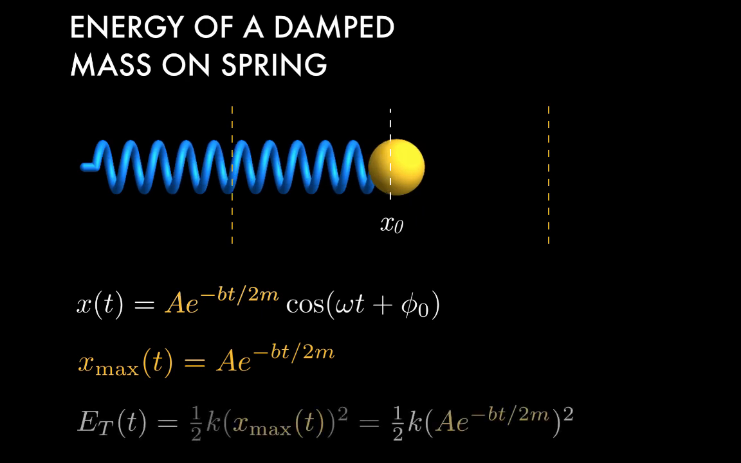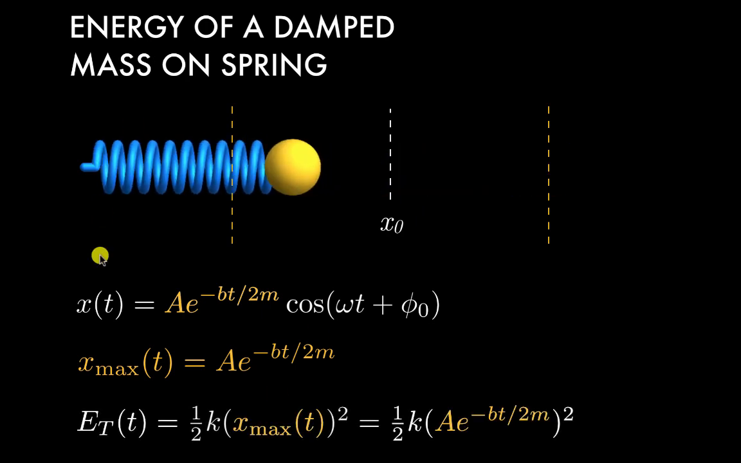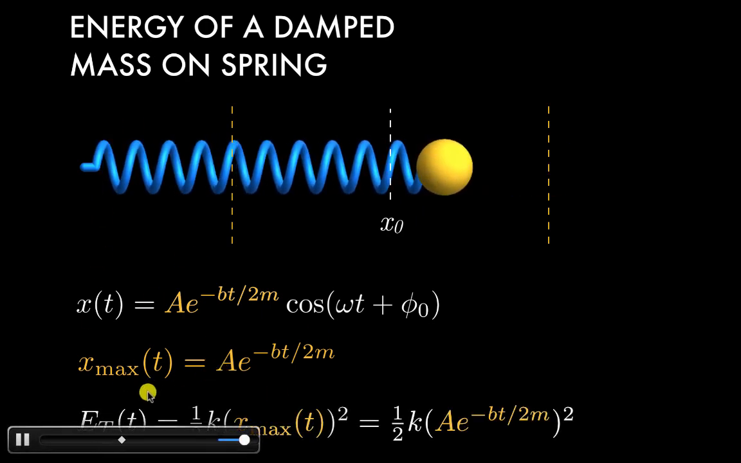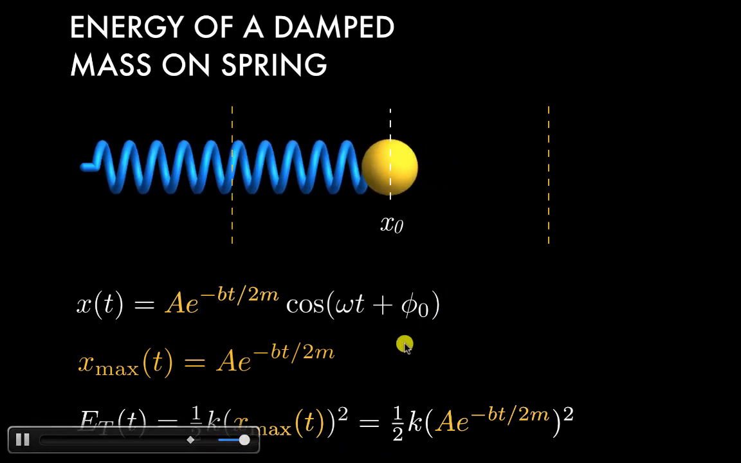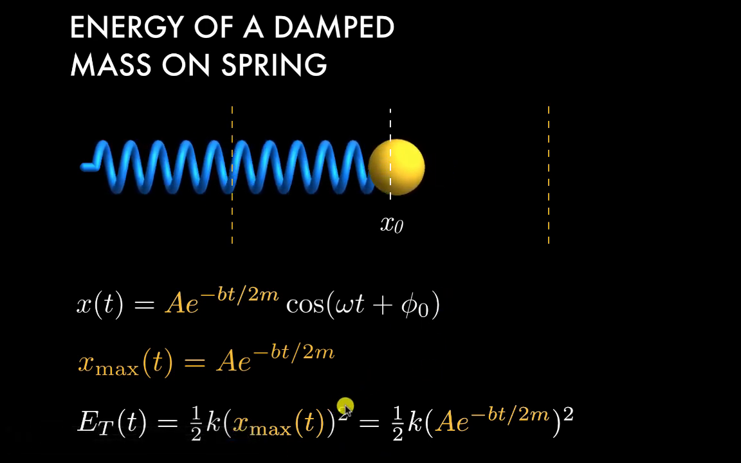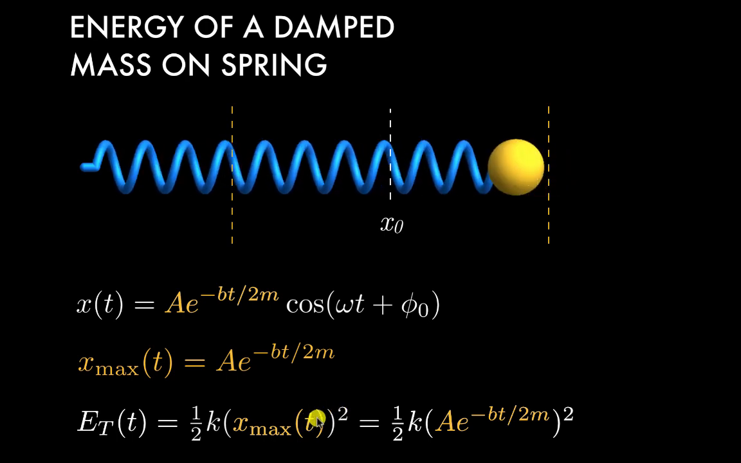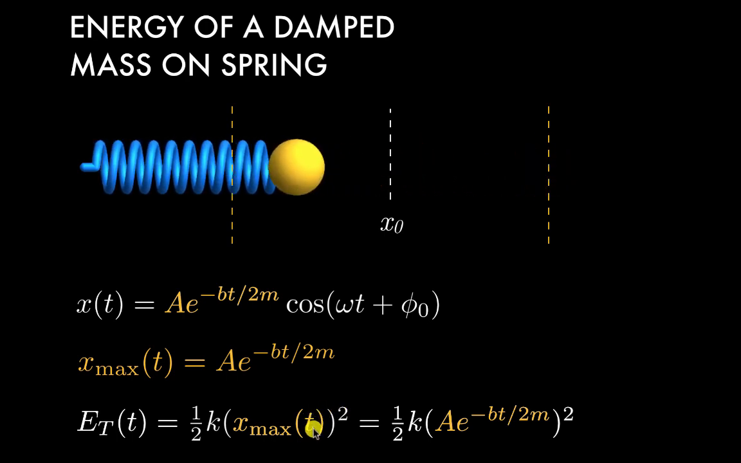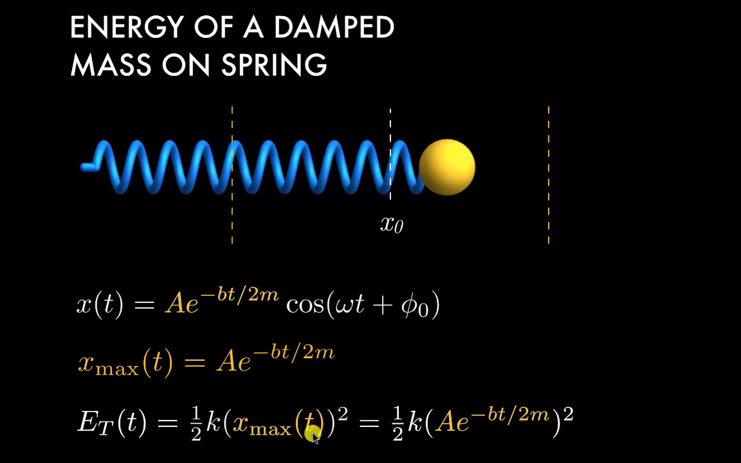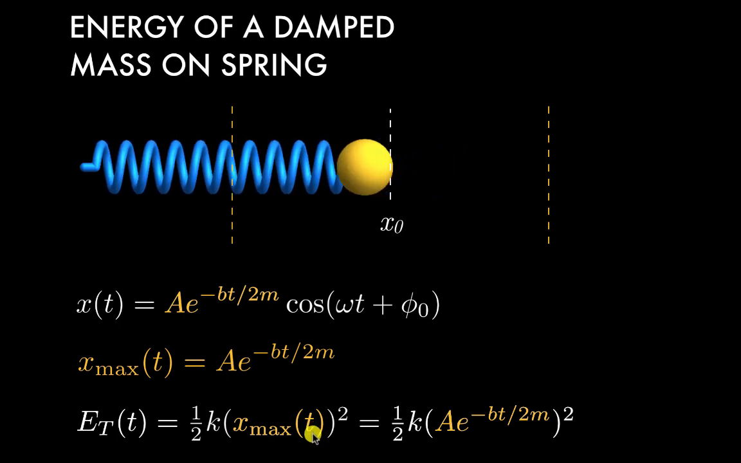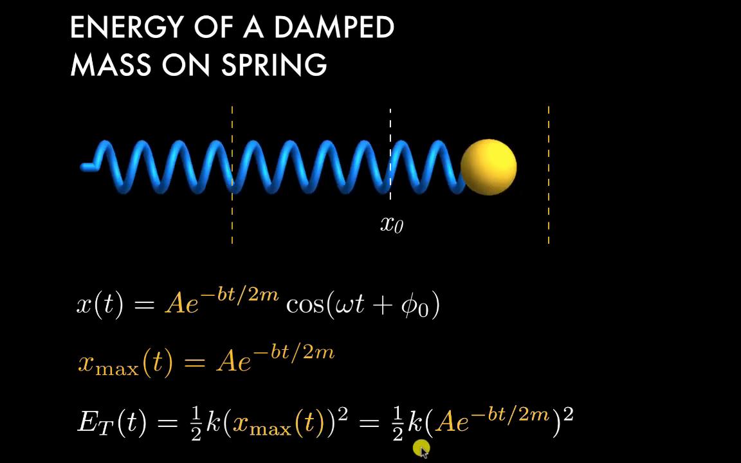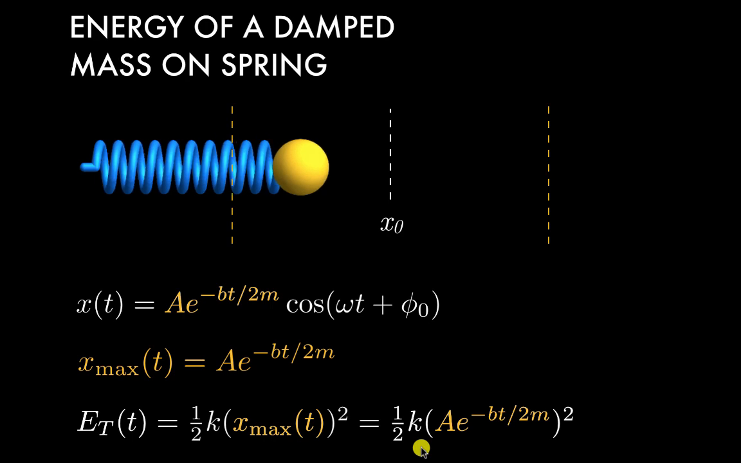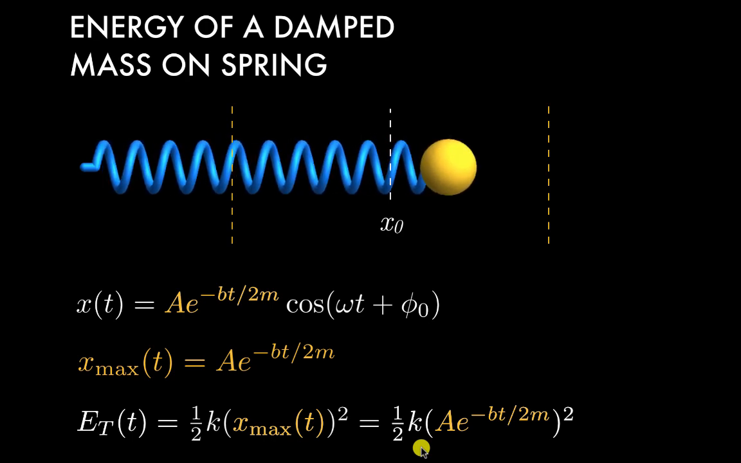Instead, our total energy is going to be a function of time. And so here we have our total energy as a function of time is equal to 1/2 k, and instead of using the amplitude A, we're going to use x max of t in here because it starts off with the total energy being equal to 1/2 k A squared, but as the maximum displacement decreases, the total energy of the system decreases as well. So substituting in x max of t for A, we get that the total energy is equal to 1/2 k times our exponential decay piece squared.